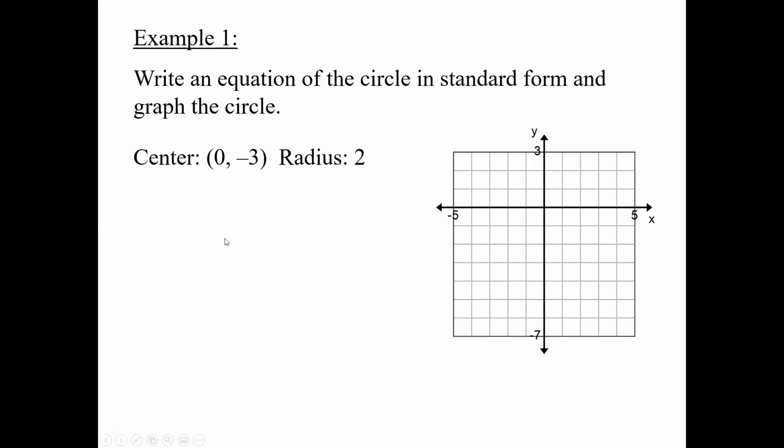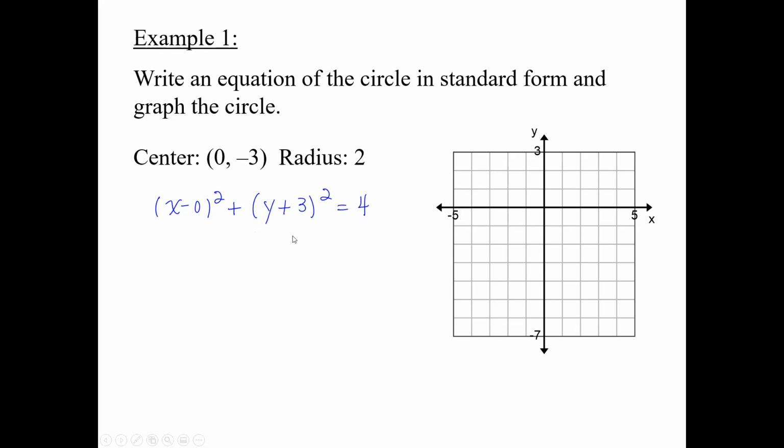Our next problem, the center is at the point 0, -3, and we have a radius of 2. To write the equation, well, opposite of sign of 0 is still 0. Opposite of sign of the -3 is +3. And r squared of 2 is 4. So here's the equation of our circle.